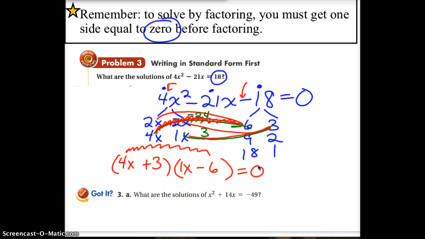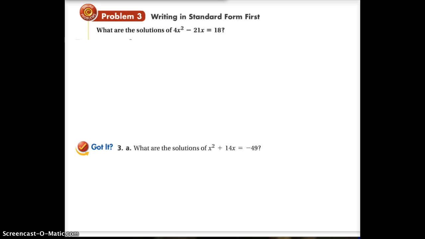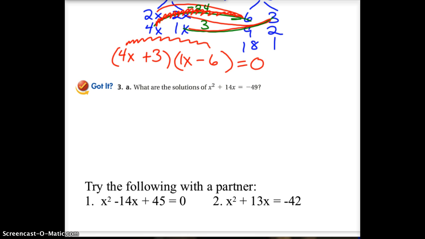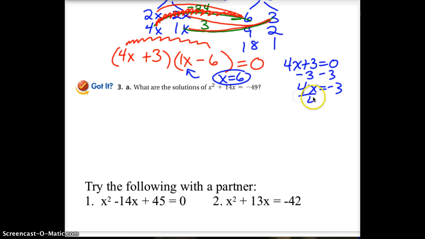I'm not done because I need to find the solution. So I actually need to set each factor equal to 0 and solve it. 6 would make that one 0, I can see that. On this one, I take the 4x plus 3 and I solve it by doing the inverse operations. And I'm going to go a little fast here because I don't have much time left on my video. And I get negative 3/4. These are the solutions to the equation.